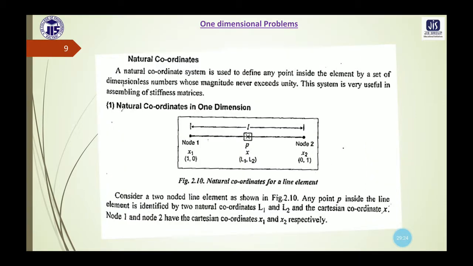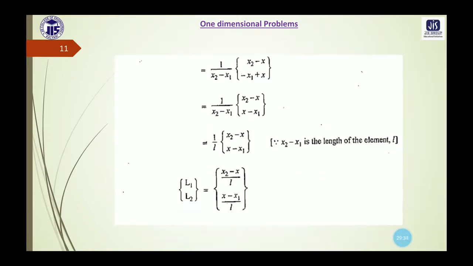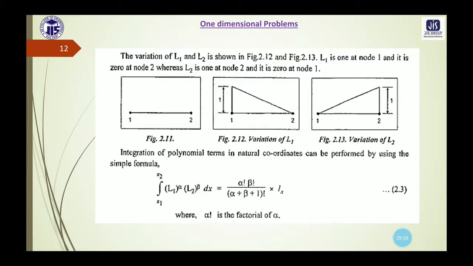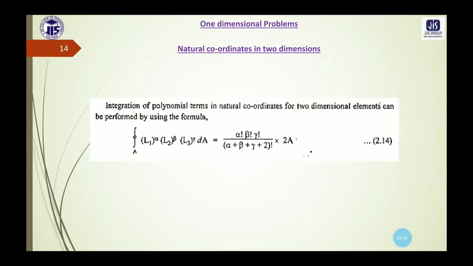Next we saw the natural coordinate system and its derivation in the case of one dimension. The final formula is equation number 2.3. In a similar manner we discussed the natural coordinate in the case of two dimensions, and after deriving it, the final formula is equation number 2.14.